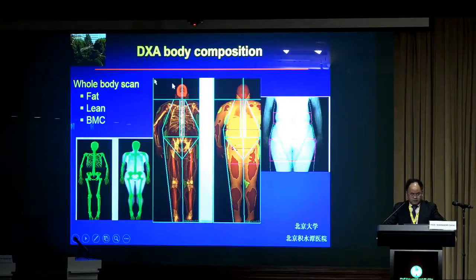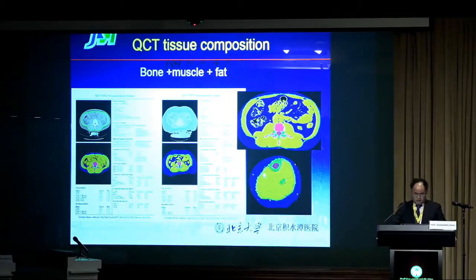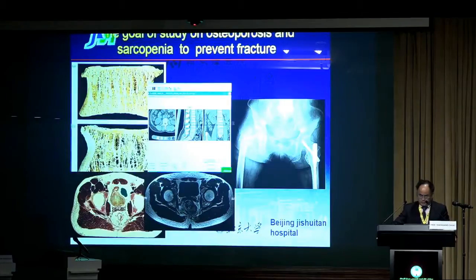And with the fat, of course, we can use DXA to measure the whole body, and we can calculate what percentage is fat and what percentage is muscle. And again, with the CT image and the MRI image, we can easily measure the fat and also the muscle. So for example, this is the CT image of the leg, and you see clearly how much muscle and fat, and you can calculate the density of the muscle, which indicates the fat infiltration. So why we are doing this is to try to prevent fracture.